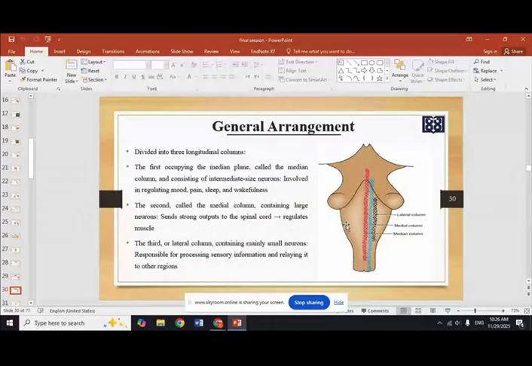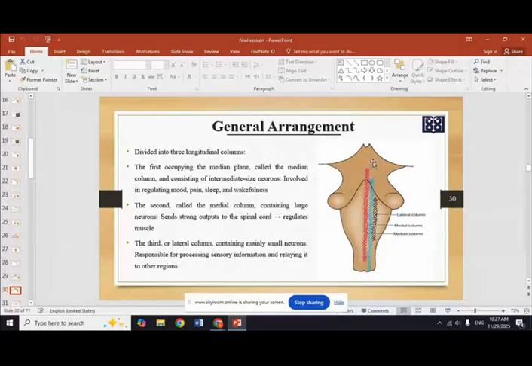If we want to see the general arrangement of the reticular formation, you can see three longitudinal columns. One of them, the red color, is the median column, which is located at the midline. The next one is the medial column, and the next one is the lateral. The lateral is in black, the medial is blue, and the red one is the median column. We start from the median, the red color. We call it the median column.